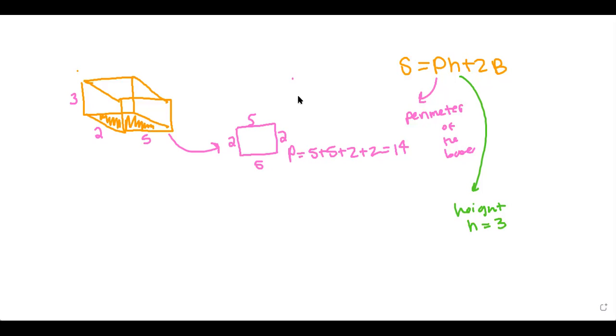All right, and then capital B, what does that stand for? Area of the base. And what shape is that base? A rectangle. Here's my base. And how do I find the area of a rectangle? Length times width, or base times height. 5 times 2 will give me the area of that base, which is 10. That's all the information you need to know on how to find the total surface area of a rectangular prism.